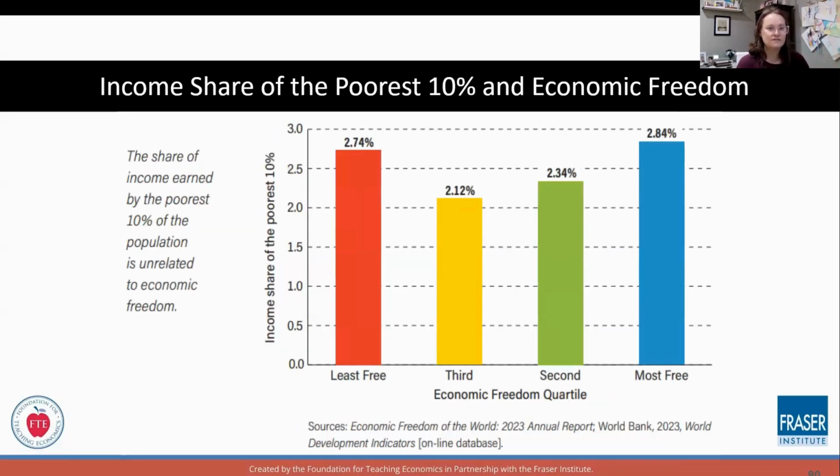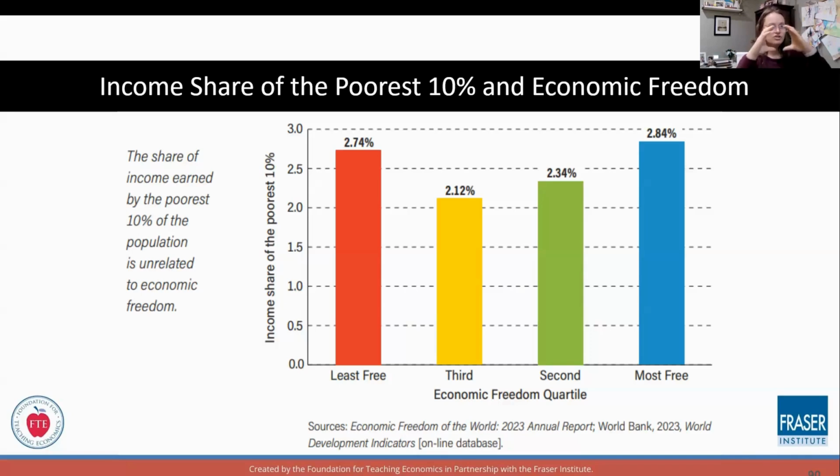Okay, I'm going to talk you through these next slides. What the Fraser Institute did was they looked at the income share of the poorest 10%. So how much income does the poorest 10% in each of these countries have? And in general, this is kind of shocking, I think, to everyone, the poorest 10%, regardless of the country, have about 2.5% of the income. Right? Do you see that? That's pretty amazing.